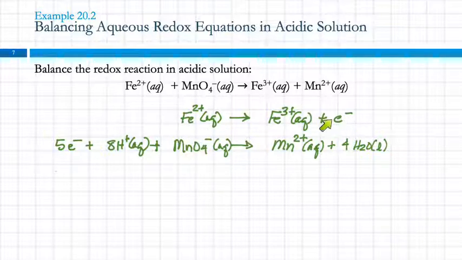So if I multiply this reaction, all of its coefficients, by 5, then I'll have the same number of electrons. So 5, 5, and 5. That doesn't mess up any of the balancing I did, but it'll get me 5 electrons on the product side, 5 electrons on the reactant side. If you can't make it do that, then there's something else that you've done wrong.